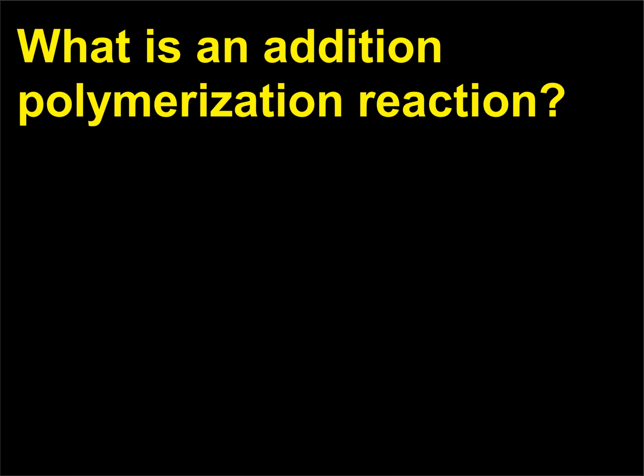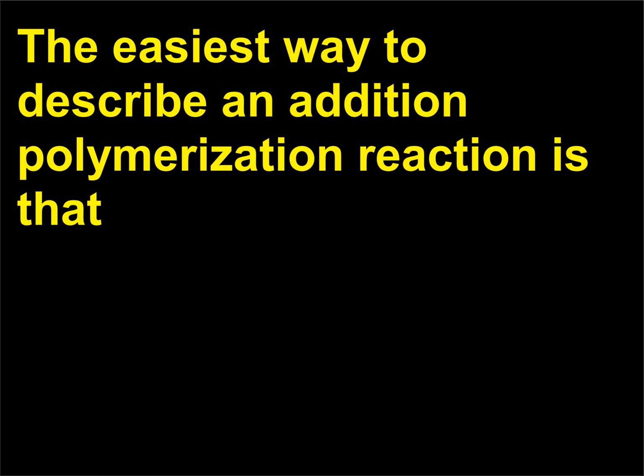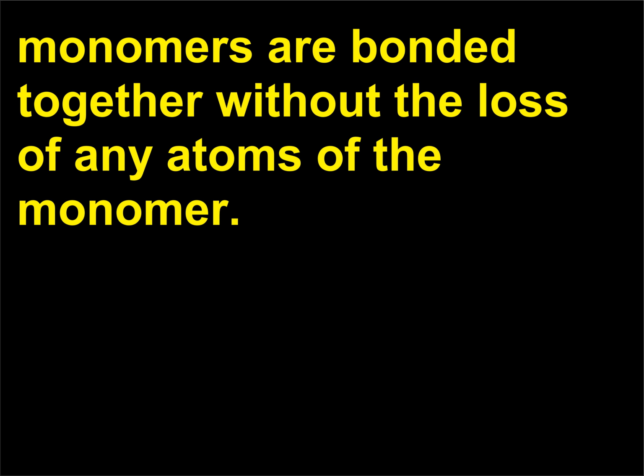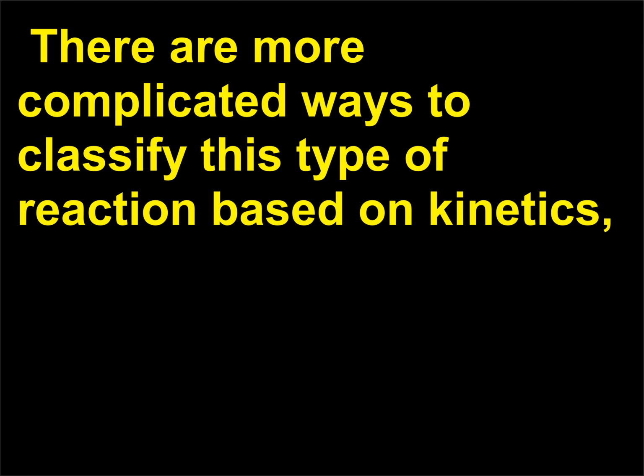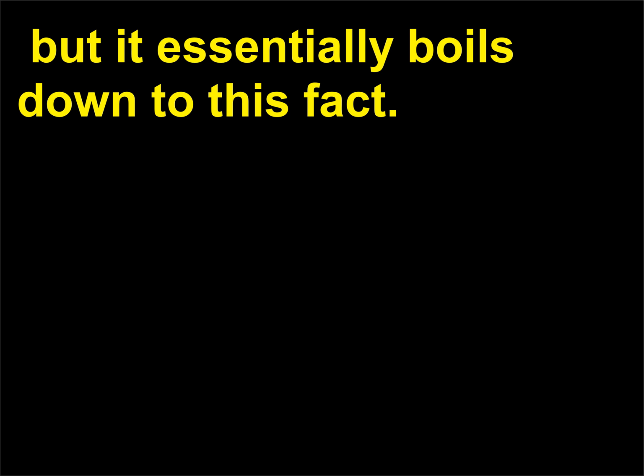What is an addition polymerization reaction? The easiest way to describe an addition polymerization reaction is that monomers are bonded together without the loss of any atoms of the monomer. There are more complicated ways to classify this type of reaction based on kinetics, but it essentially boils down to this fact.